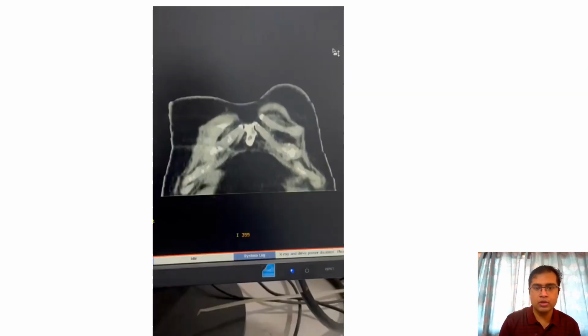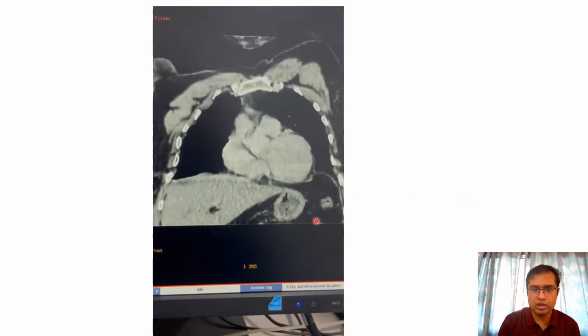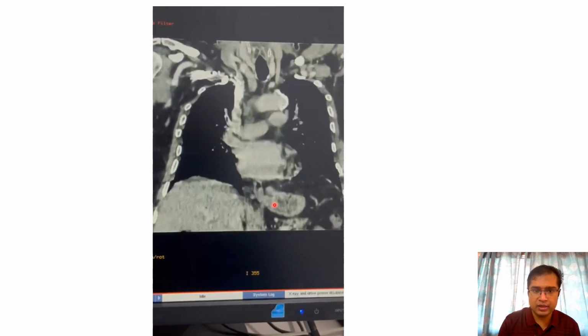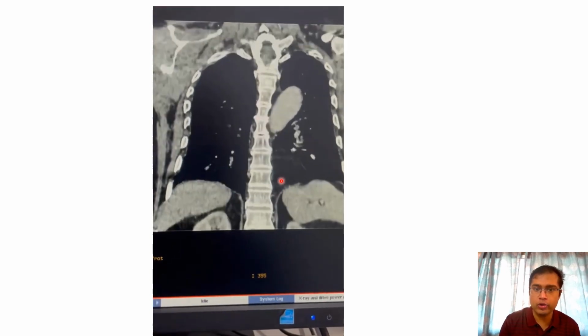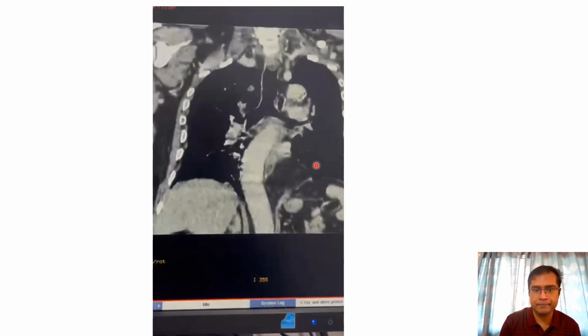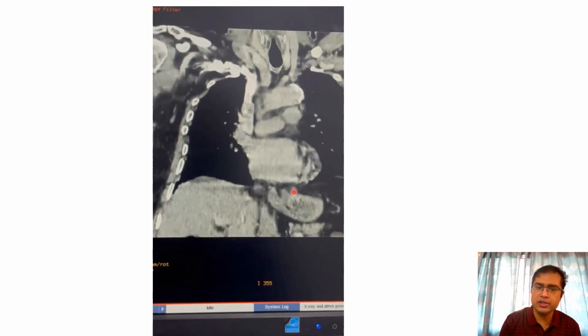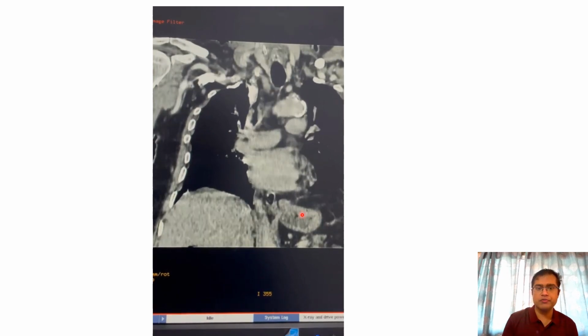Here we have the first case, and this is the coronal section CT scan of the patient. This patient presented with symptoms of gastroesophageal reflux. On this coronal section of the CT, we can see that there is herniation of the stomach through the esophageal hiatus into the thorax with some peritoneal fat. The gastroesophageal junction is in the normal position, but there is herniation of the stomach through the esophageal hiatus.